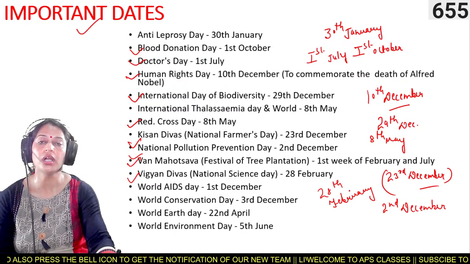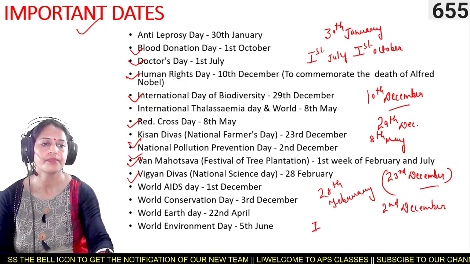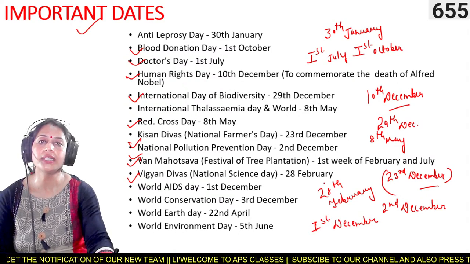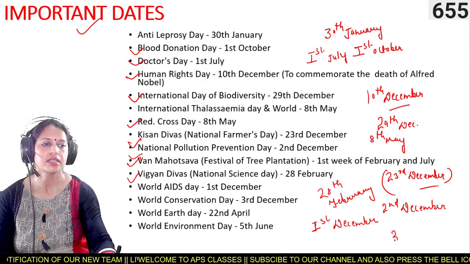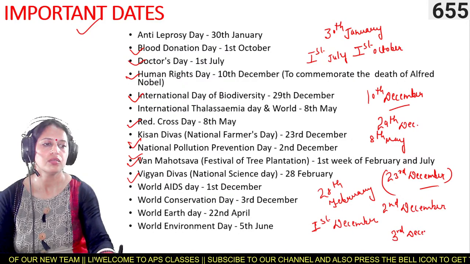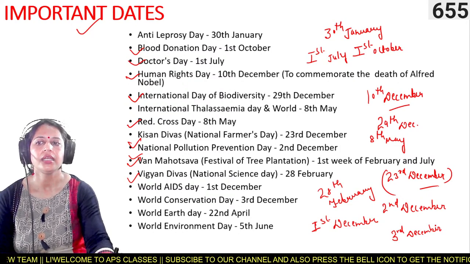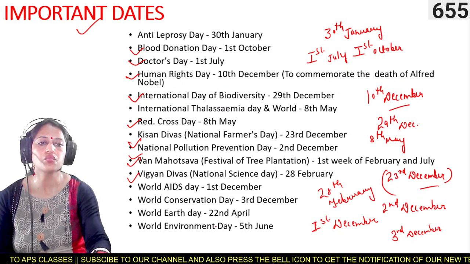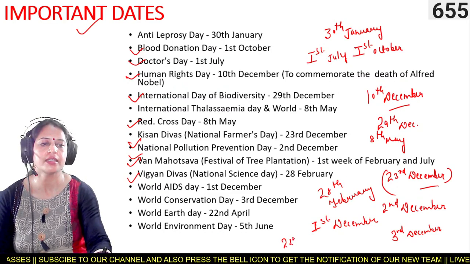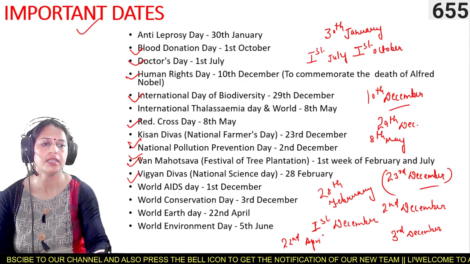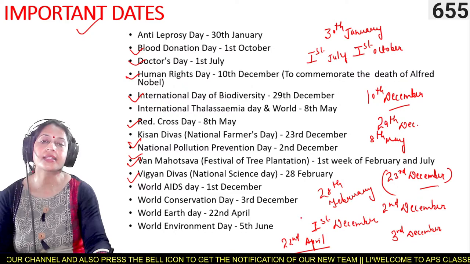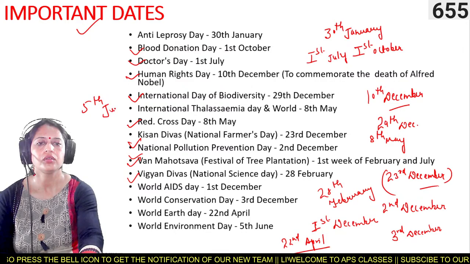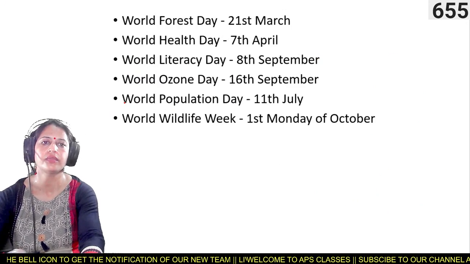World AIDS Day, that is 1st December. World Conservation Day, that is 3rd December. Next is World Earth Day, that is 22nd April. Next is World Environment Day, that is 5th June.